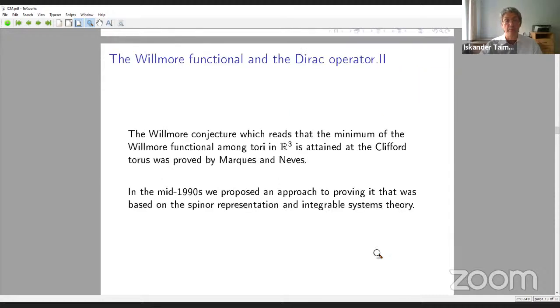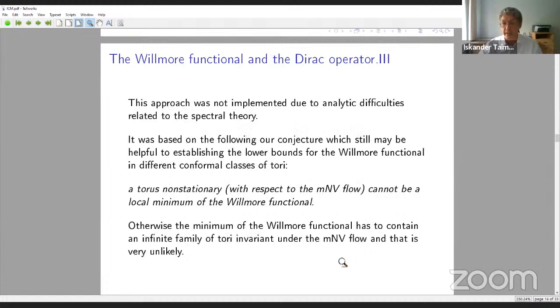The most classical problem concerning the Willmore function was the Willmore conjecture, which reads that the minimum of the Willmore function among tori in R3 is attained at the Clifford torus. It was proved in a very fabulous paper by Marques and Neves, who used the regularity theory of minimal surfaces and calculus of variations. In the middle of the 90s, we proposed an approach to proving it that was based on the spinor representation and integrable systems theory. I will briefly say something about that.